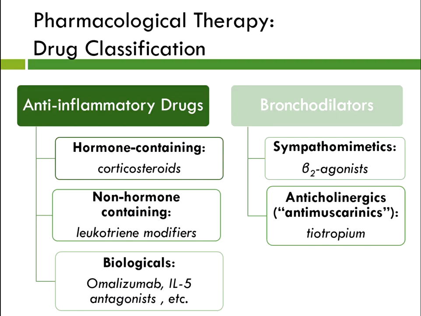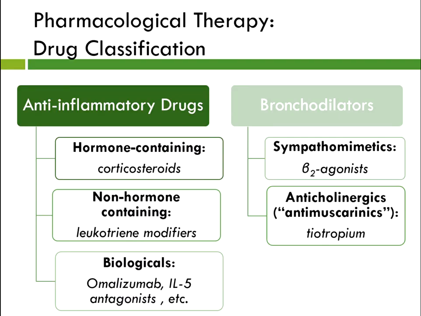Then we have non-hormone containing anti-inflammatory, which are leukotriene modifiers. Why leukotriene? Why specifically leukotriene? It's the most potent inflammatory mediator which can cause bronchoconstriction. So this is basically in pill form, so for anyone who prefers pills and corticosteroids are really not helping them, then we can probably, and this is mostly for allergic seasonal rhinitis, that's when we go to leukotriene modifiers.